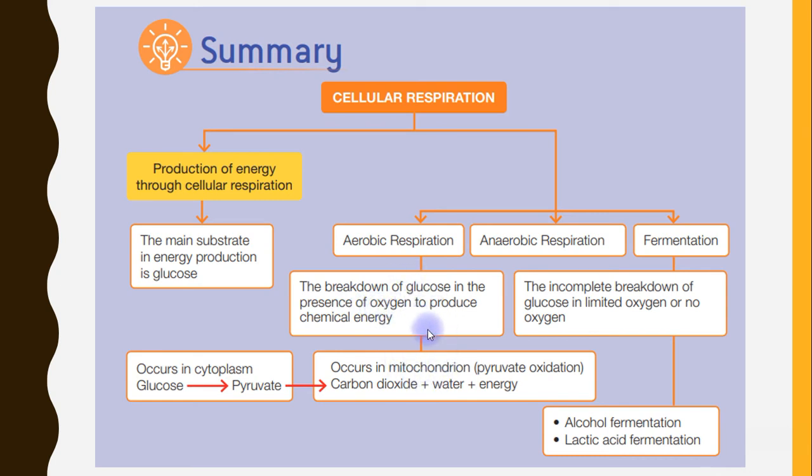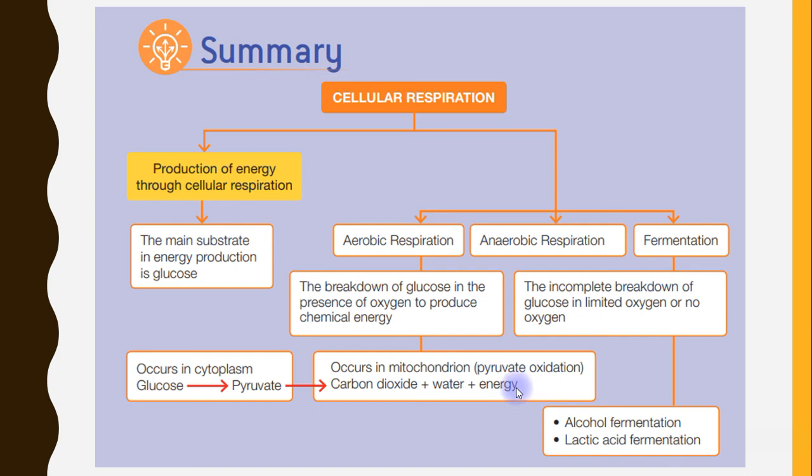So aerobic respiration involves two series of biochemical reactions. Okay, what are they? First is glycolysis. What do you mean by glycolysis? It is a process whereby glucose is converted into pyruvate. So glycolysis occurs in the cytoplasm. And then the pyruvate will enter into the mitochondrion and the second process will continue. The second process is called pyruvate oxidation, and it will produce carbon dioxide plus water plus energy.